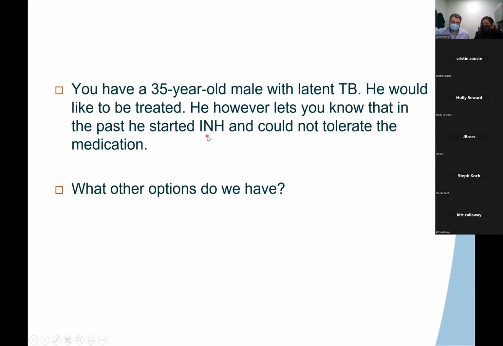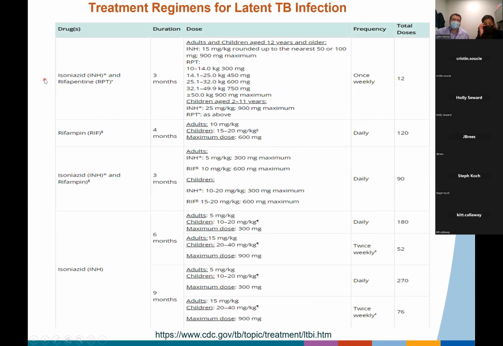Because when we think about latent TB, we immediately go to isoniazid, INH, but there are other options. So I kind of wanted to show that. Some of the options are you could do INH with rifapentine, which is in the rifampin family of drugs, once a week for 12 weeks. That's pretty awesome, but this patient might not be the best fit because he doesn't like INH, right? Another option is you could do rifampin alone once a day for 4 months. So you have an alternative option that does not need to be INH.